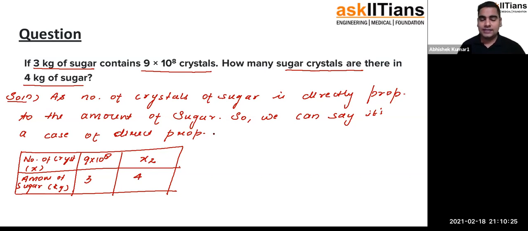As this is a case of direct proportion, we will have x1 upon y1 equal to x2 upon y2. x1 is 9 into 10 raised to the power 8.